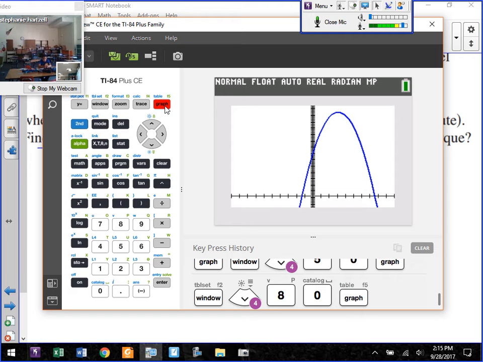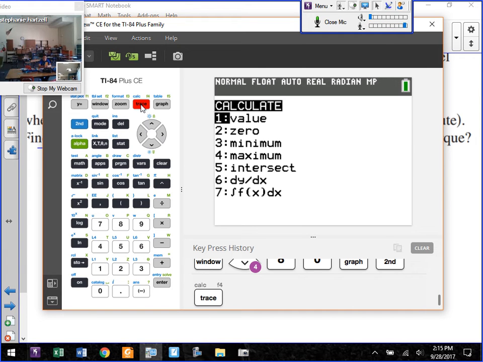Now, there's a button on your calculator that's going to become your best friend for figuring this type of stuff out with quadratics. Not trace, but second, calculate. If I hit second, then calculate, which is the trace button, you will see that you have options: value, zero, minimum, maximum. What do you think we're looking for? Exactly. So you can do one of two things. You can press the number 4 for maximum, or just scroll down and hit enter. Either one works. I'm all about efficiency.